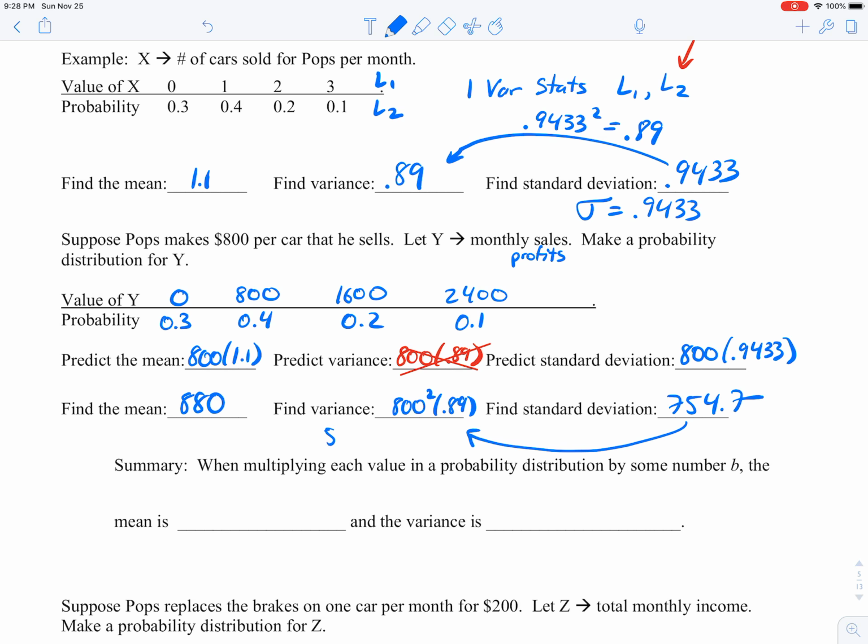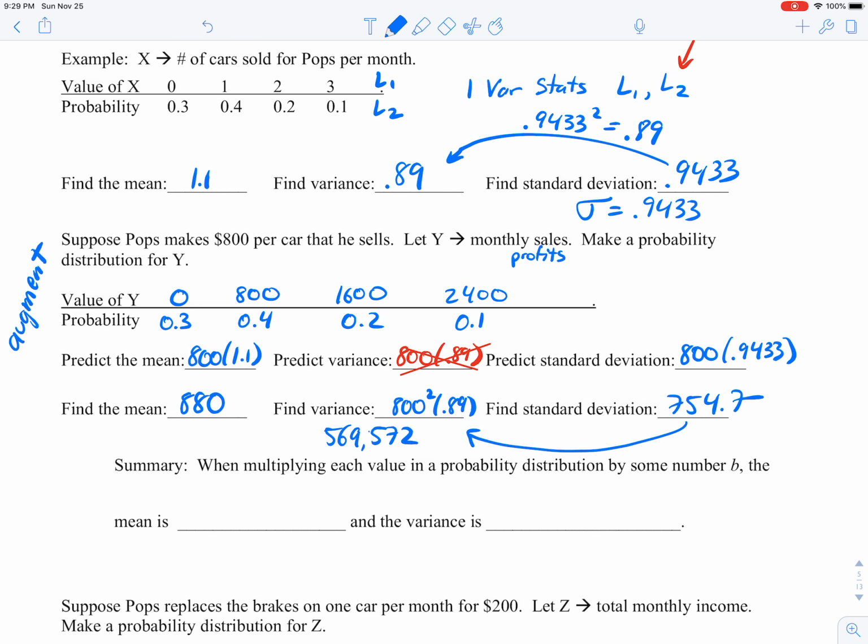And so we end up with 569,572. That's what I'm getting. Much bigger number than 800 times 0.89, which will be less than 800. So when we augment or compress, when we multiply the mean by a number and the standard deviation by a number, we need to multiply the variance by the square of that number. Okay, so let's put that in a rule.